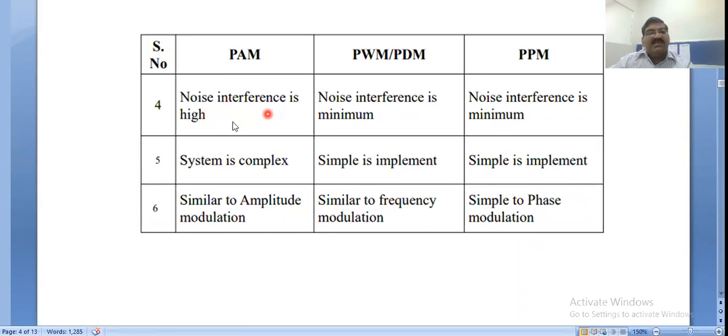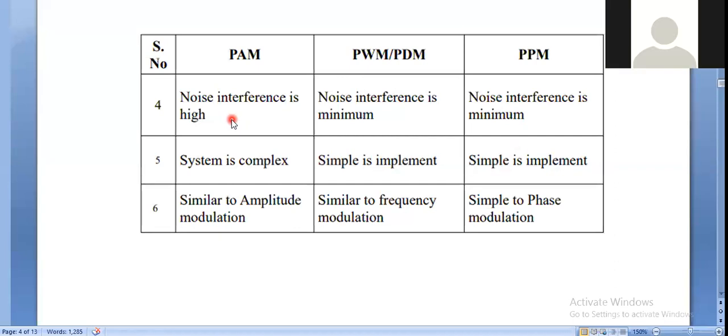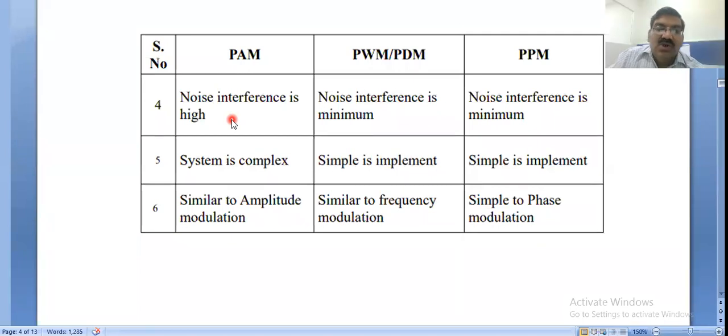Noise interference is high. Why is noise interference high in pulse amplitude modulation? Anyone can comment? Why is the noise interference high in pulse amplitude modulation? So the modulation is with respect to amplitude, and noise can be added easily to the amplitude. Absolutely correct. So here you are varying the amplitude of the pulse, and the noise insertion is always in the amplitude. So in pulse amplitude modulation, noise interference is high.